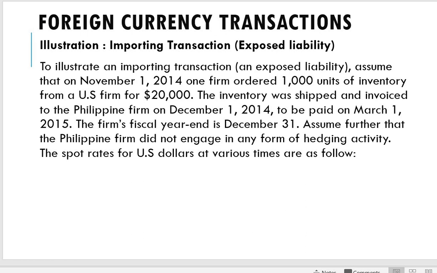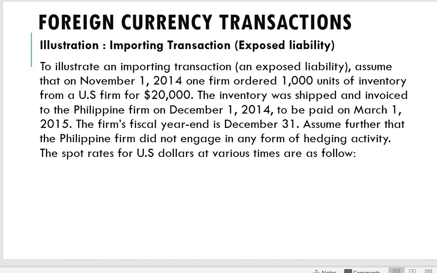In this case, the three relevant dates are, first, December 1, 2014, being the transaction date. It's not November 1, 2014, because that is only the date of placing the order. The transaction date is December 1, 2014, the date when the inventory was shipped and invoiced to the Philippine firm. The settlement date is March 31, 2015. Since we are to prepare financial statements at the firm's fiscal year end, we have a balance sheet date at December 31.